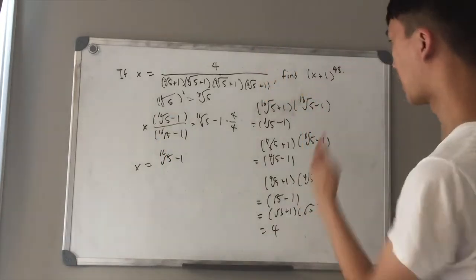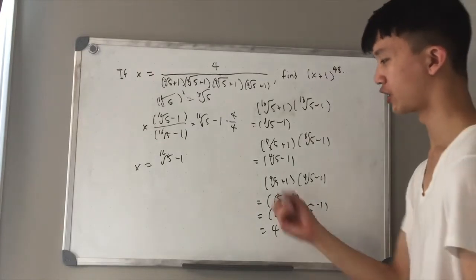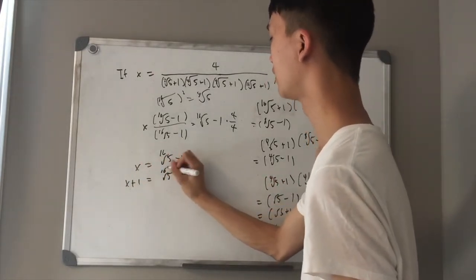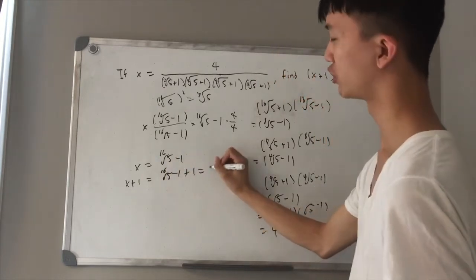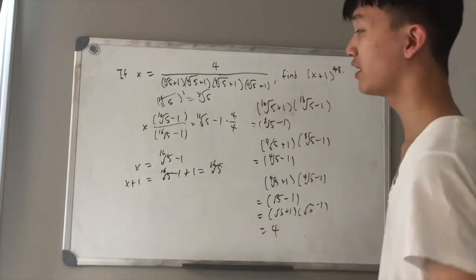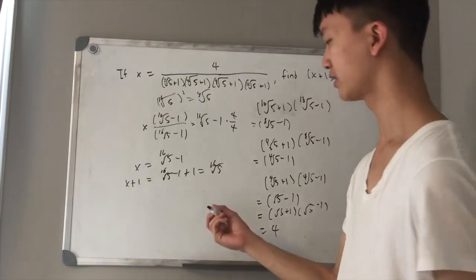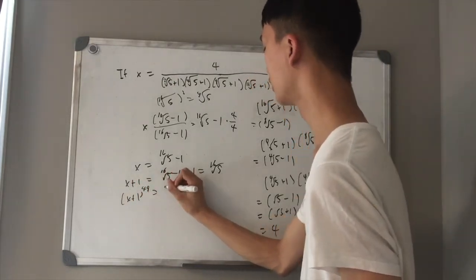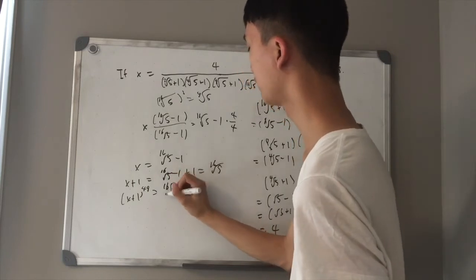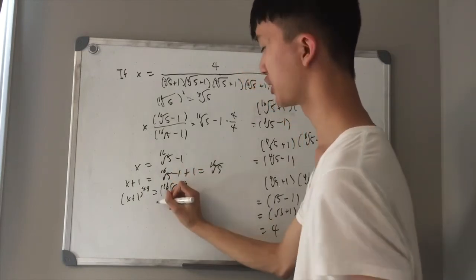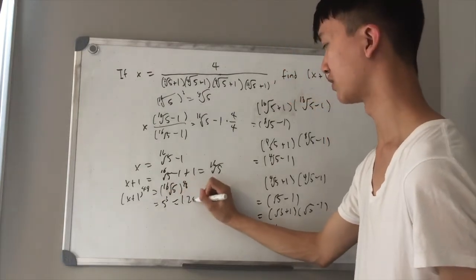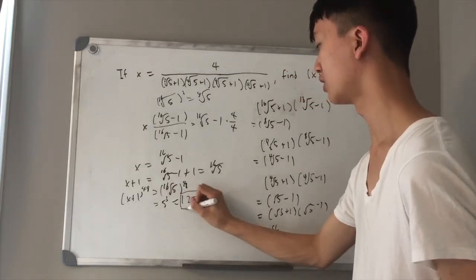So now solving for x plus 1 to the power of 48. We have x plus 1 is equal to the 16th root of 5 minus 1 plus 1, which is equal to the 16th root of 5. And so finally, taking this to the power of 48, x plus 1 to the power of 48 is equal to the 16th root of 5 to the power of 48, which is equal to 5 to the power of 3, which is equal to 125. And so we are done.